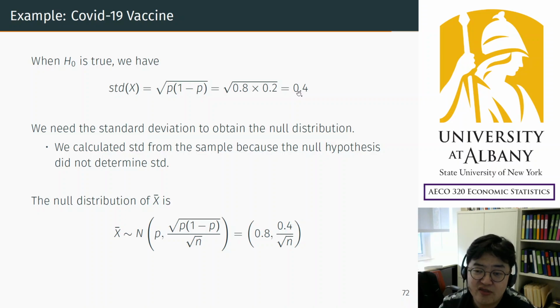Okay, then using this standard deviation and your belief about the mean, you are going to approximate the distribution of x bar to a normal distribution with mean 0.8 and standard error 0.4 over square root n. Remember this. Of course, n must be specified by the data. The sample size is obviously from the data, but everything else, the p here implies mean and the standard deviation.